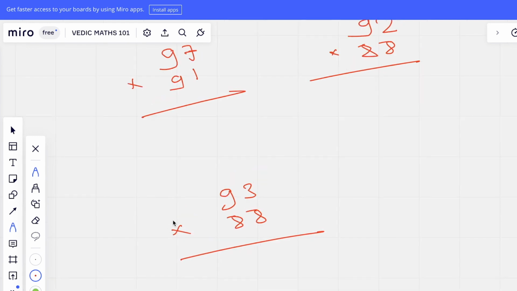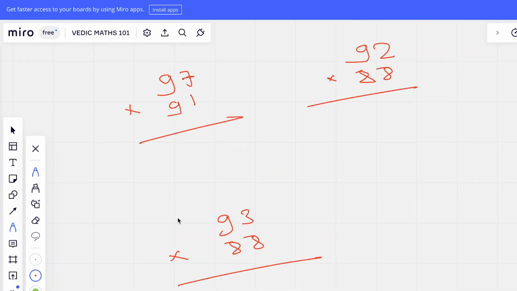I hope all these steps and all the questions which we solved are enough for you guys to understand this trick.